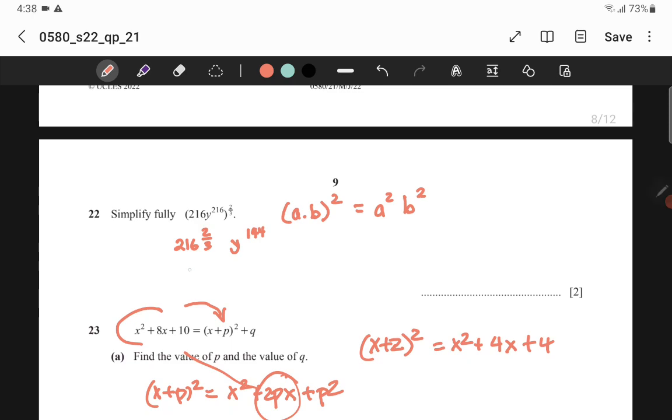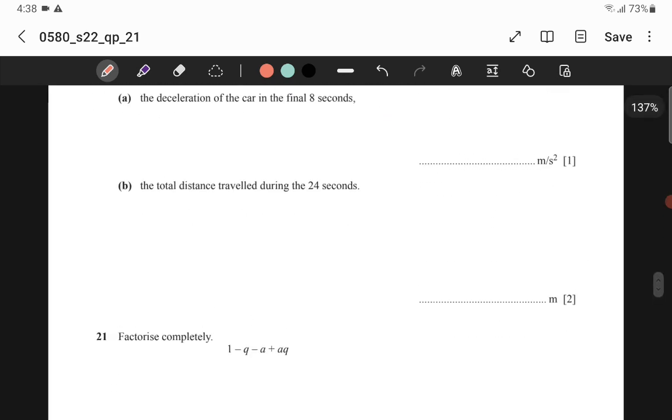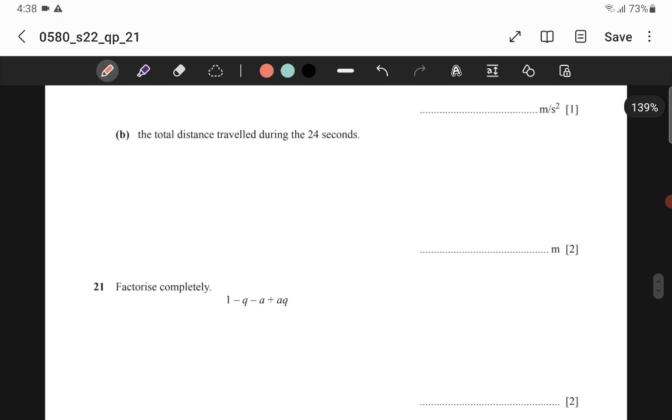Okay. So 6 to the power of 3, if you multiply it, becomes 6 to the power of 2, y to the power of 144. And I need to simplify it. Yeah. It becomes 36 y to the power of 144. Okay. One more. Factorize this.